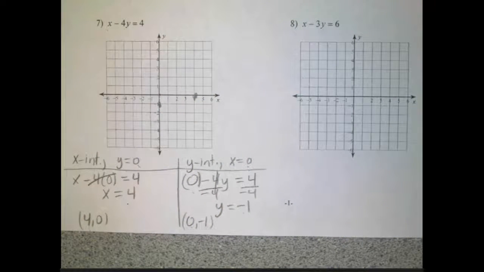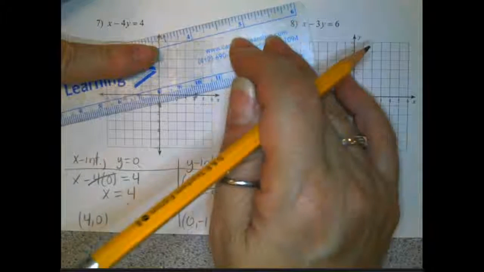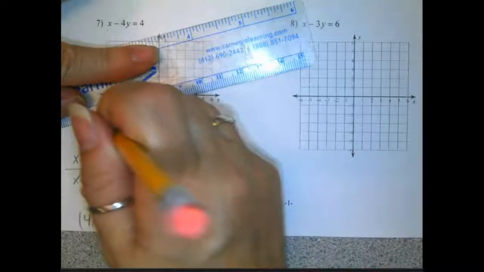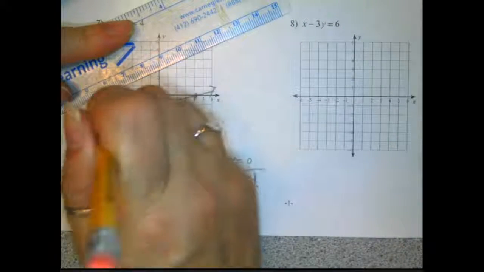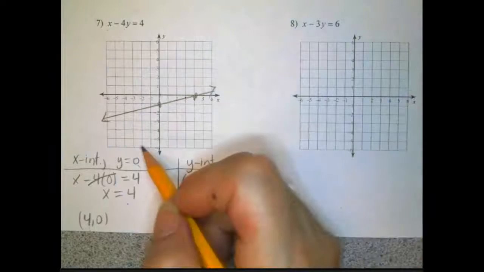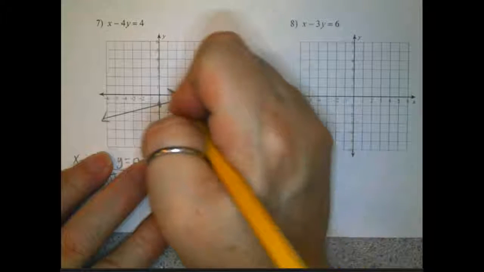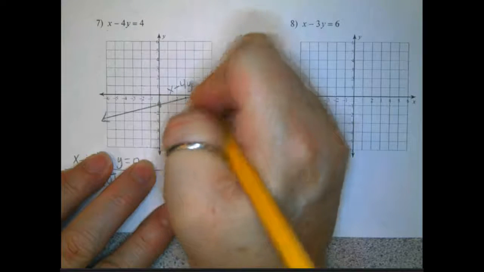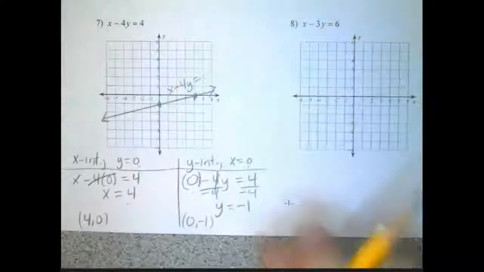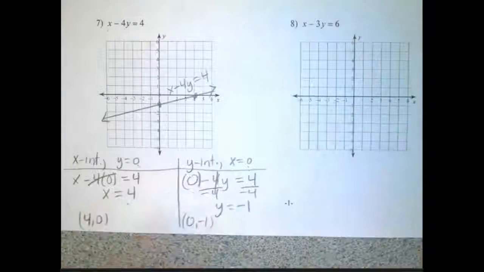Then I take my straight edge, and I connect those 2 points by drawing a line all the way through my graph from end to end, arrows on both ends. Then I have one more thing to do. What can I do now? Label it. So this is going to be x minus 4y is equal to 4.